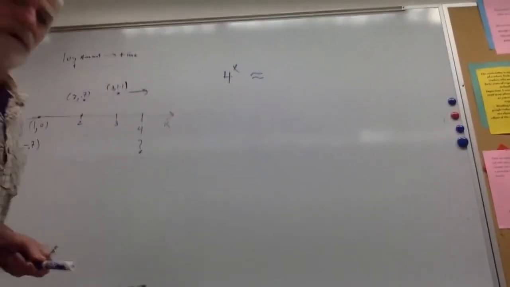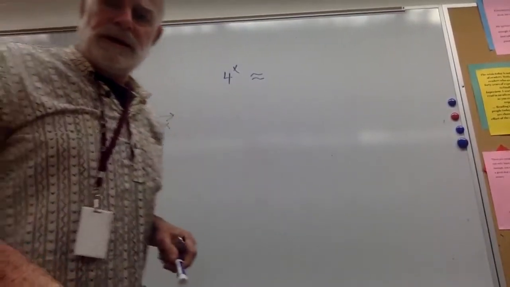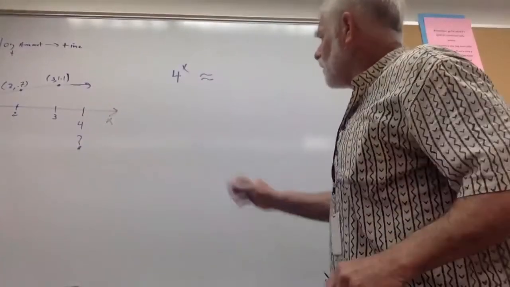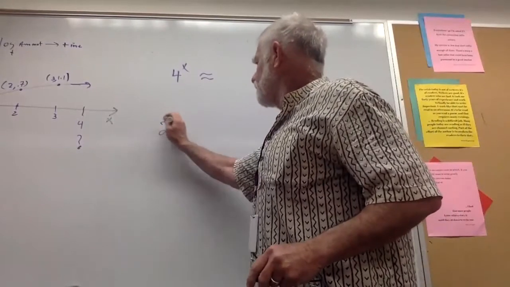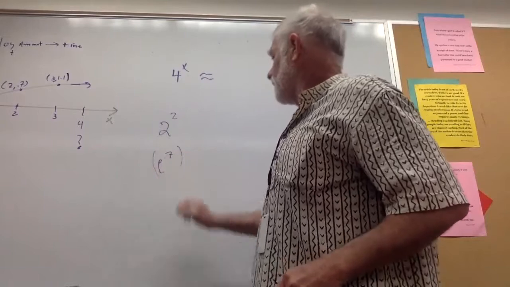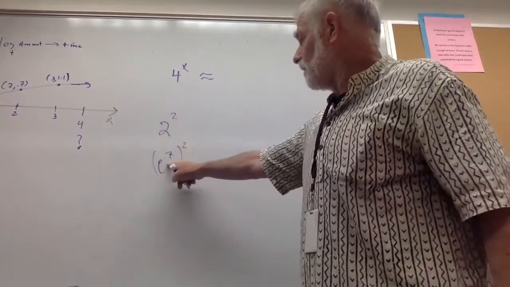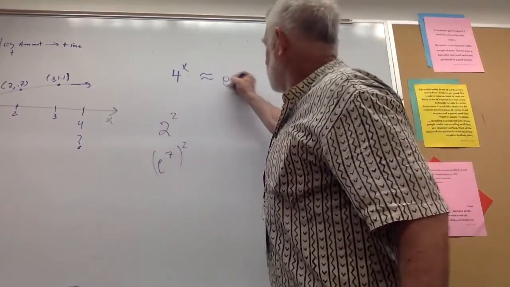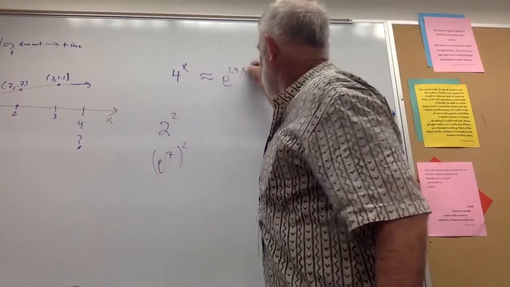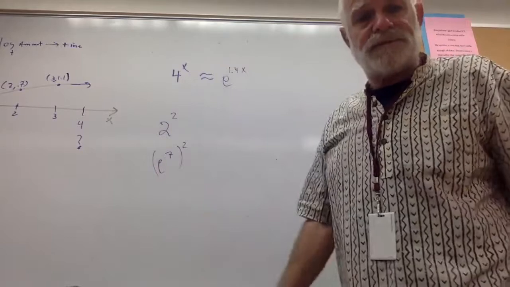Let's begin that process right now. Let's say we wanted to write the function 4 to the x in e notation. How would you do it? Well, we know 4 is 2 squared, and we know 2 is approximately e to the 0.7. So 2 times 0.7 is 1.4, so 4 to the x is approximately e to the 1.4x. That's an approximation.